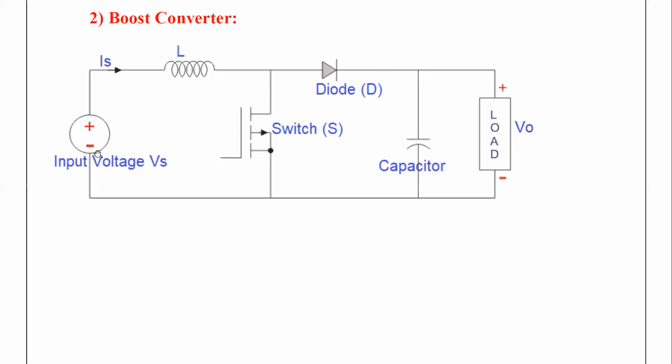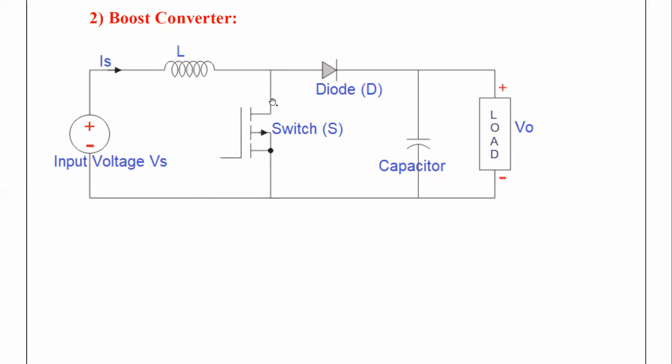This is the input voltage, and the switch current IS will be flowing through the inductor, and the inductor will be storing the energy. During turn on time, the switch S is closed. Then there exists a short circuit path from this point to this point. Therefore, the load will not have any output voltage during turn on time. During turn on time, the inductor will be storing the energy, and therefore a simple loop is formed here.